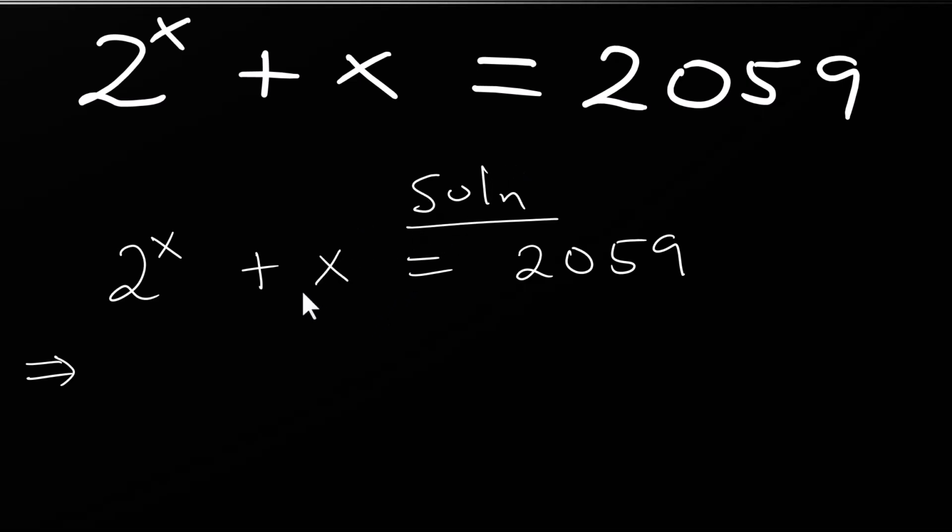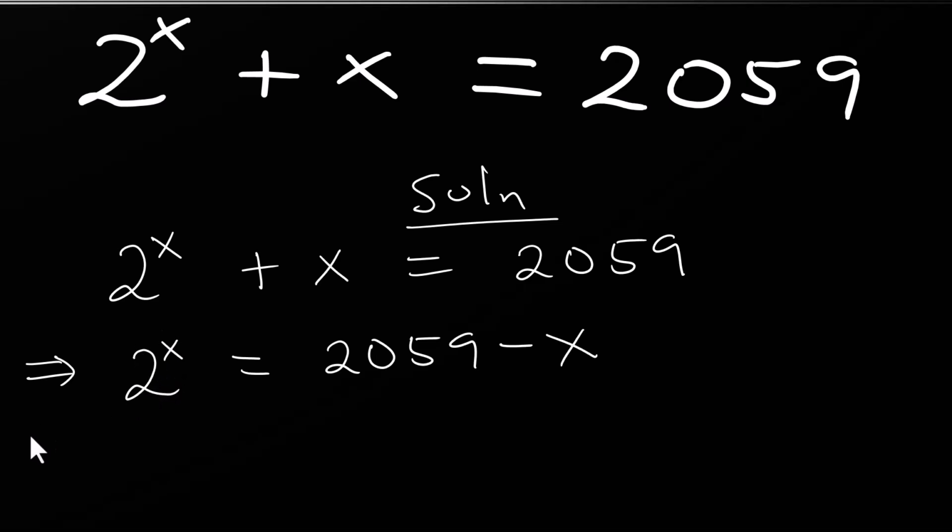All right, so I'll keep this one here and send this x to the other side. So I'll write this as 2 to the power x equals 2059 minus x. Okay, now I want to send everything to one side, so I have to dissolve this 2 to the power x. So what I'll do is divide both sides by 2 to the power x.